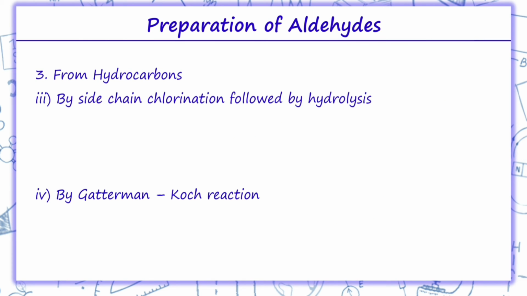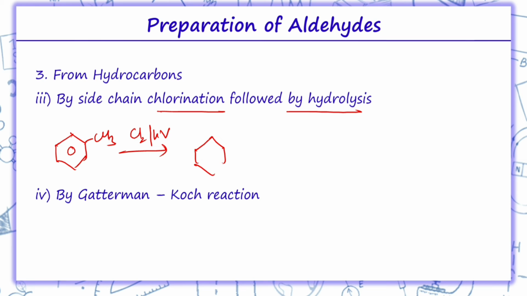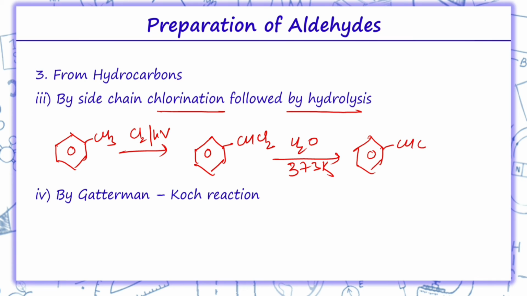Moving on to the next, from hydrocarbons only. Now by side chain chlorination followed by hydrolysis. So we have this toluene which reacts with Cl2 in presence of UV rays. Thus we will get C6H5CHCl2, and on hydrolysis at 373 Kelvin we will get benzaldehyde.